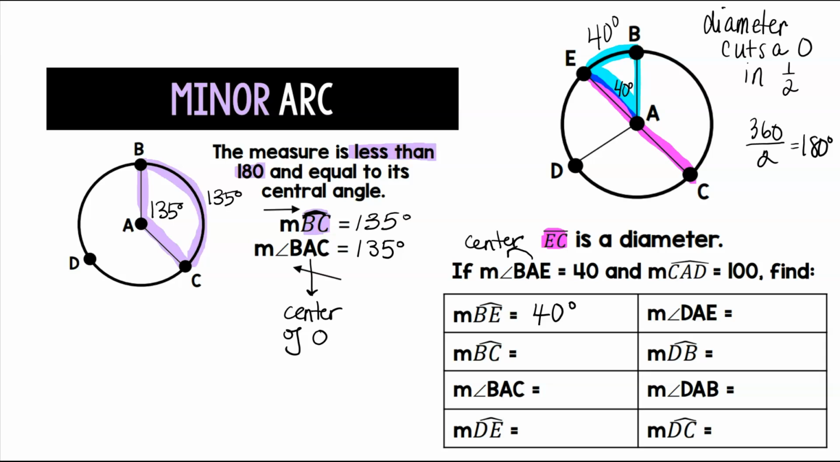Now, we just mentioned earlier that if this is 40 degrees, the rest of it must be its supplement, because that is half of a circle, being that EC was a diameter. And a half of a circle has 180 degrees. So 180 minus that 40 leaves us with a supplement of 140 degrees, which means right over here would be 140 degrees. And that is another central angle.